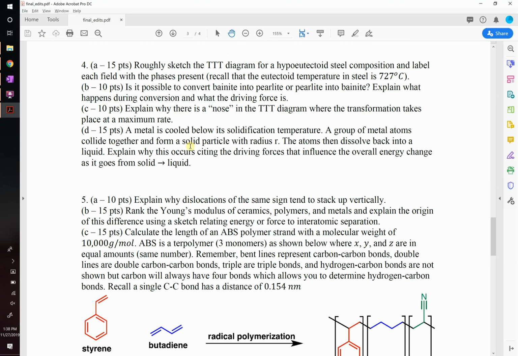It says a metal is cooled below its solidification. A group of metal atoms collide together and form a particle, a solid particle with radius r. The atoms then dissolve back into a liquid. Explain why this occurs, citing the driving forces that influence the overall change in energy as it goes solid to liquid. So why does this happen? Why do we see dissolution? They clumped together and they decided, no, I don't like it. Why? What's the energetic reason why that would happen?